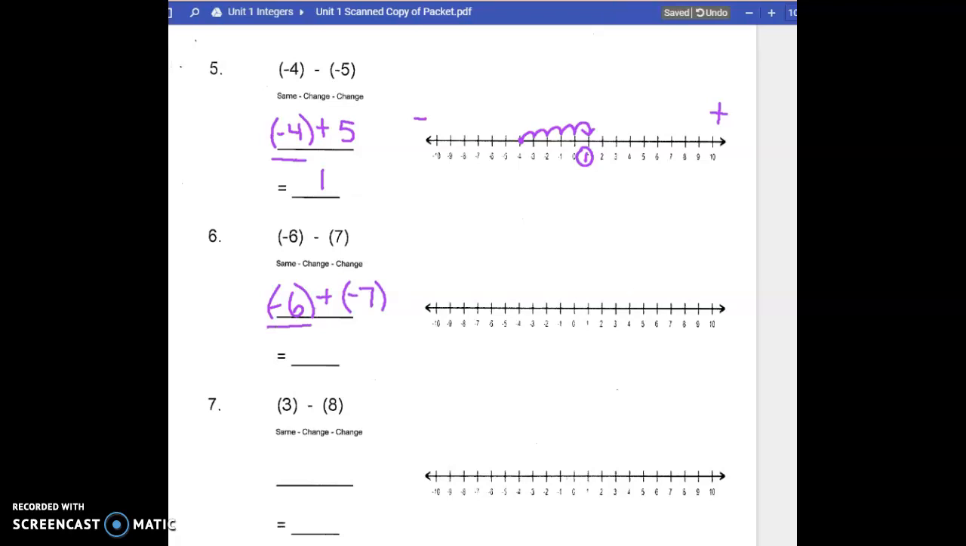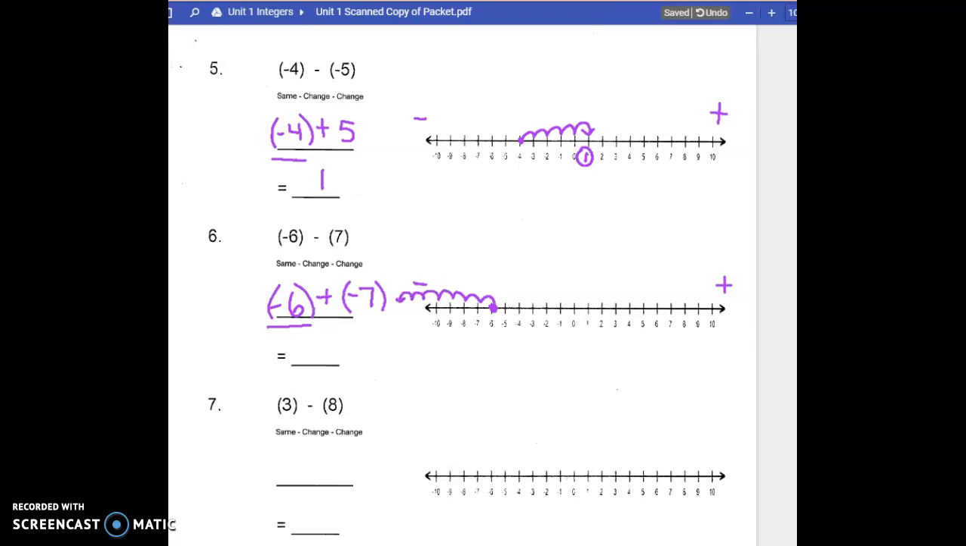So I'm going to start at -6. Here's my -6. Again, these are where my positives are. This is the positive direction. These are where my negatives are. This is my negative direction. I'm adding a -7. So I'm going to go 7 spaces to the left, or in the negative direction. And I believe for this one, we're going to fall off the chart, which is okay. 1, 2, 3, 4, 5, 6, 7.